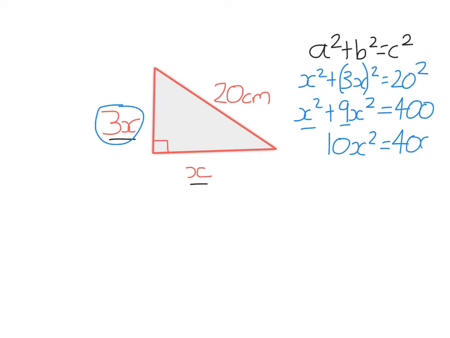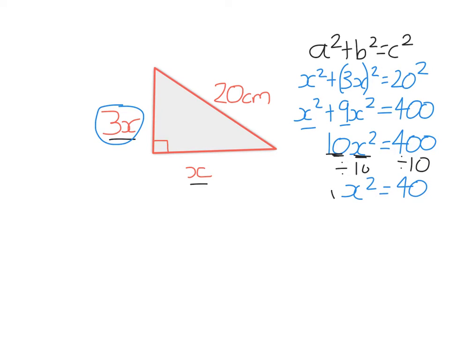And then I have to undo timesing by 10 before I square root. Okay, because you have to undo things in the opposite order to BODMAS when solving equations. So dividing each side by 10, so I divide this side by 10 and this side by 10. 10x squared divided by 10 just gives you x squared. 400 divided by 10 is 40.